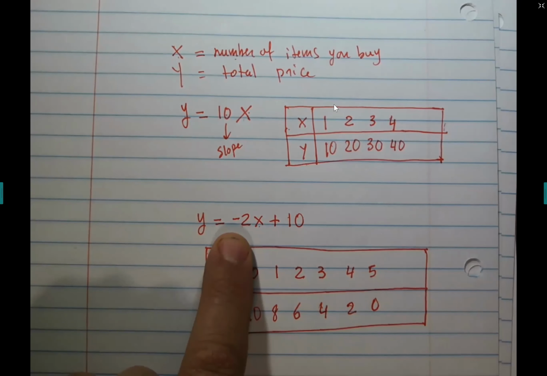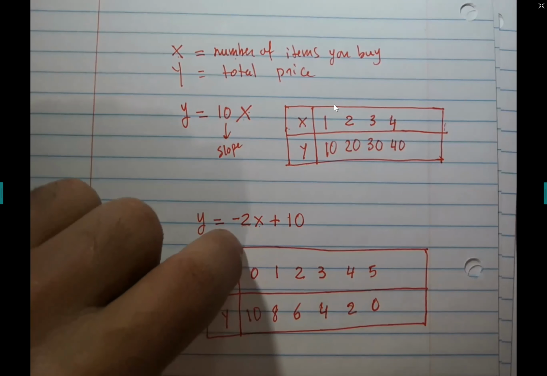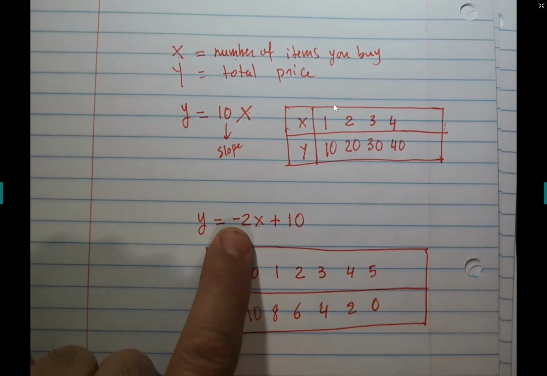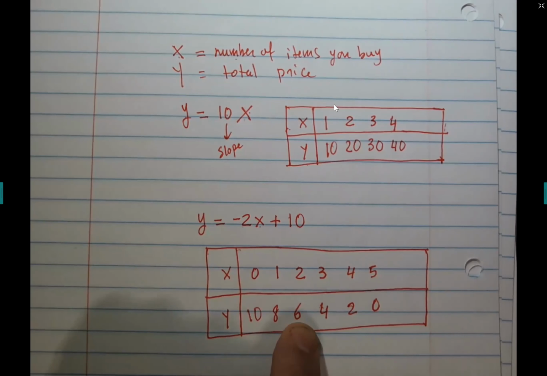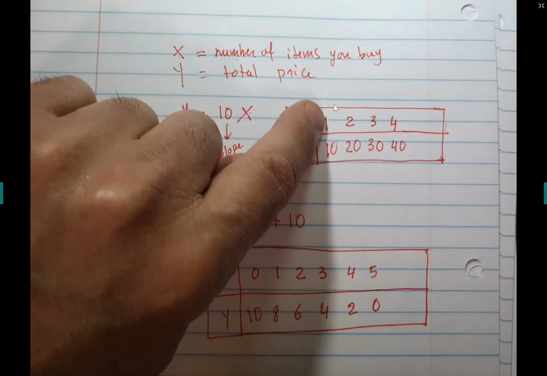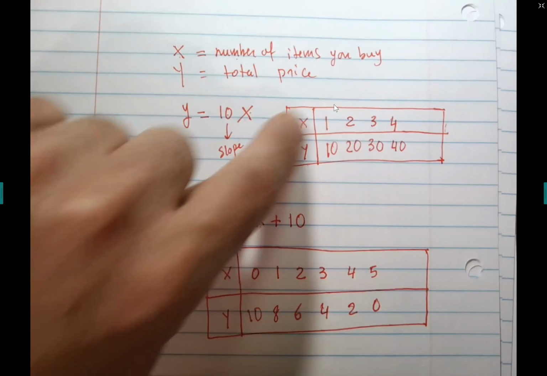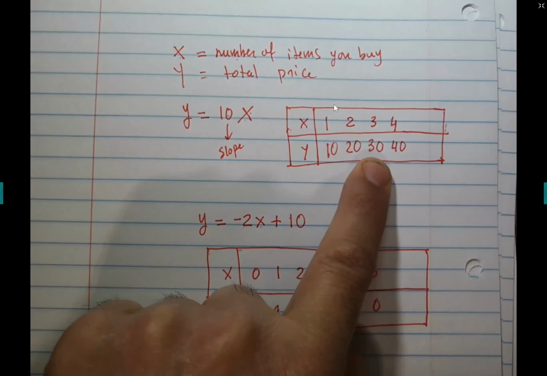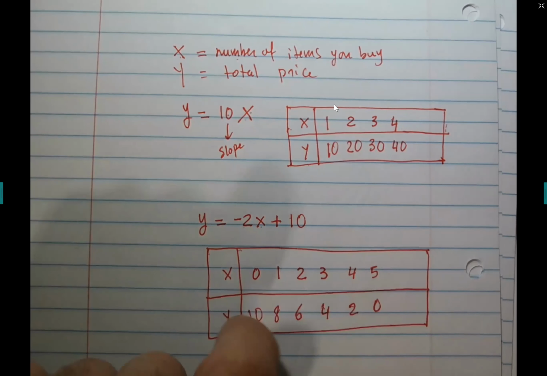Let me tell you what the interpretation of negative 2 here means. Every time you increase the x value by 1, the y value will decrease by 2. And that's what you notice, guys. Look at the y value decreasing by 2 each time. Here, every time you increase the value of x by 1, the y value increases by 10. And look, from 10 to 20, and then add another 10 and add another 10. So this is the idea of the slope.